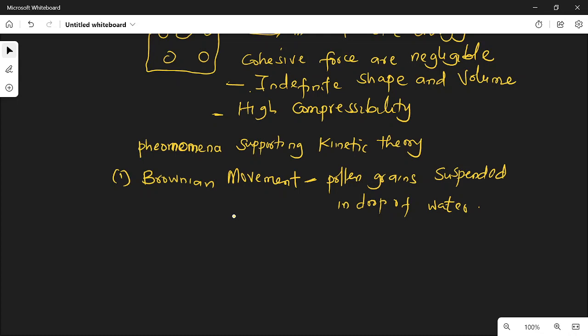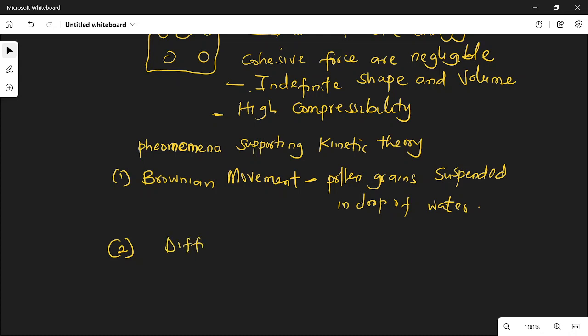That's the reason why we said the molecules of water are not as closely packed as those of a solid. So that was the experiment that established the fact that the molecules of a liquid actually move, though their movement is restricted. That's why it is called Brownian motion, named after that particular scientist.